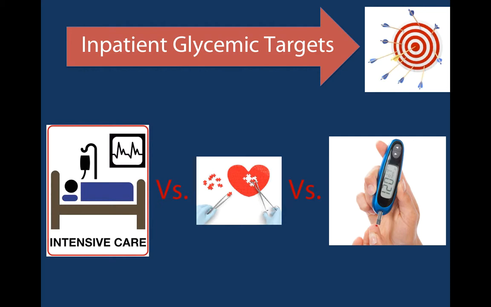Inpatient targets vary depending on the patient. For ICU patients, guidelines recommend 140 to 180. Cardiac surgery patients have mixed data, showing benefit with 90 to 120 and 120 to 180. No studies exist for non-critically ill diabetics, so refer to outpatient goals.